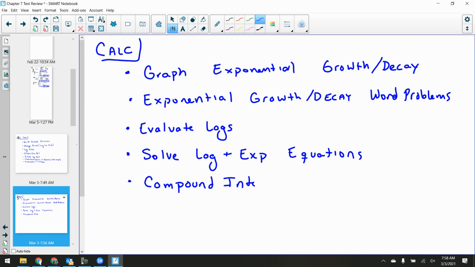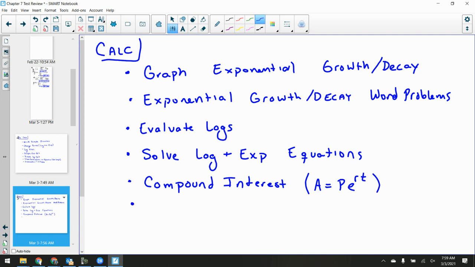There will be some compound interest. The formula again is A is equal to P times E to the RT. Principal times E to the rate times the time.